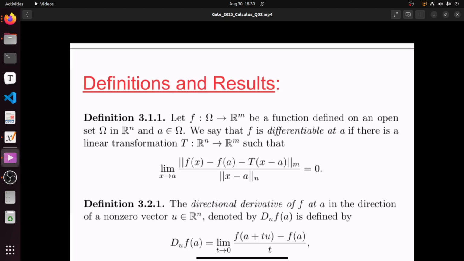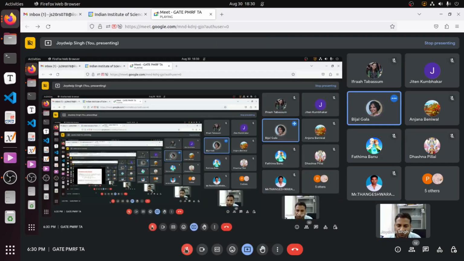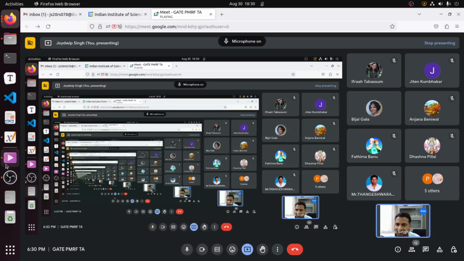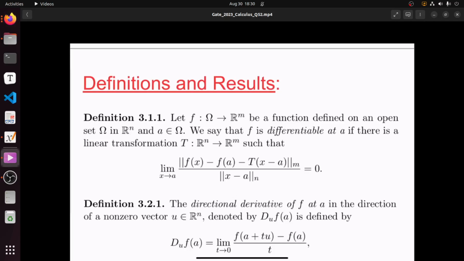The sound of the video is not audible. When you put it on mute, we cannot hear. Okay. Right now, can you hear?